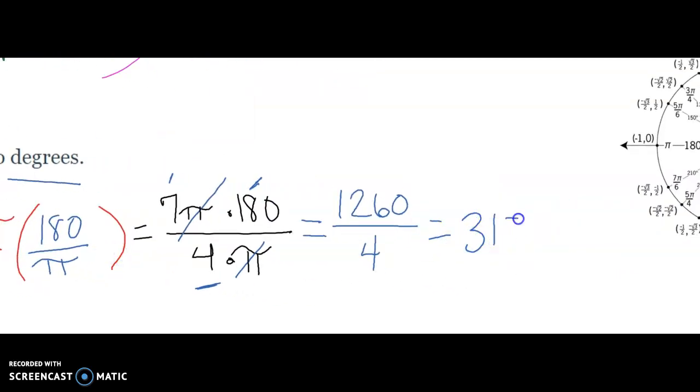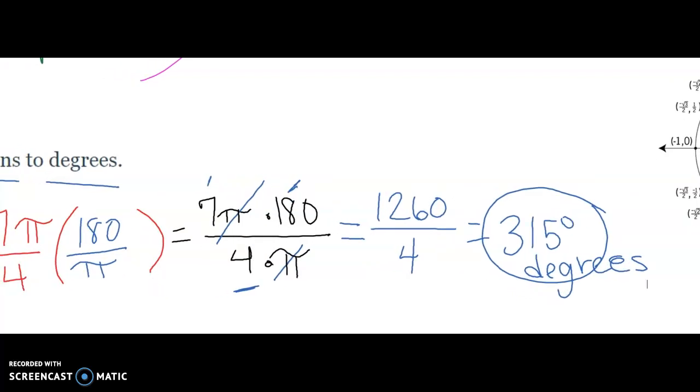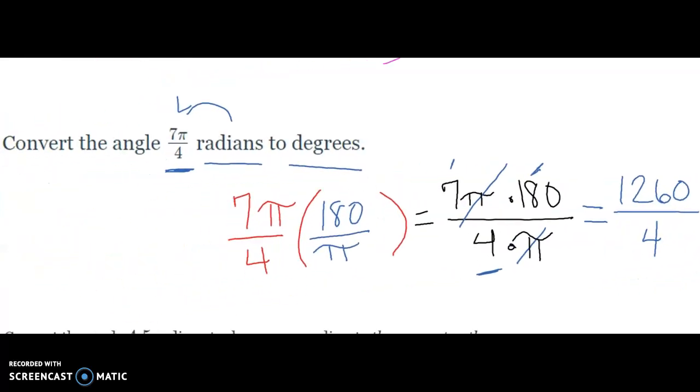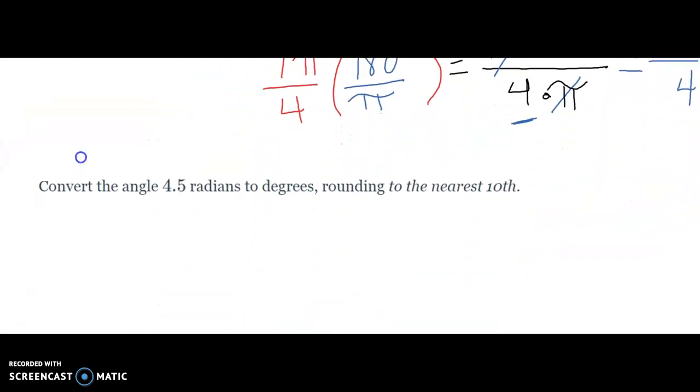So what degree is it? It's 315 degrees, like that. All right. So that is how we converted using the formula. Remember that the pi in the numerator and the pi in the denominator would cancel out. Let's go ahead and try another one.